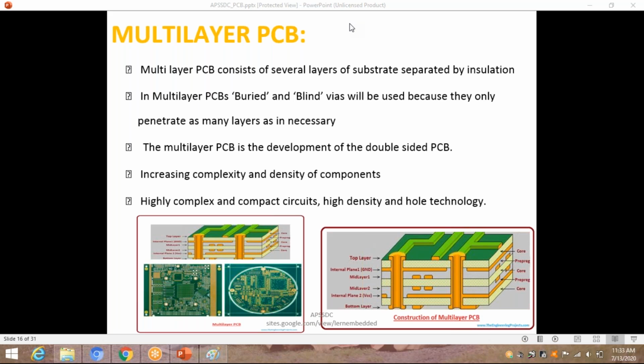In multi-layer PCBs there is insulating material. Each layer is separated by an insulating layer. Is it clear? Okay, sir. Between the core layer and the copper layer, you will have insulating material between the layers.